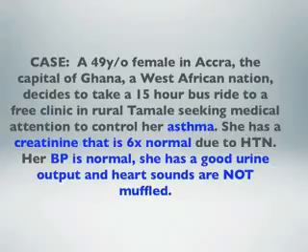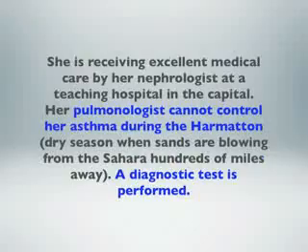Another case. This is a 49-year-old female in Accra, the capital of Ghana, which is a West African nation. And this female decides to take a 15-hour bus ride to a free clinic in the rural community of Tamale, seeking medical attention to control her asthma. She has a creatinine that's 6 times normal due to her hypertension. Her blood pressure is normal, and she has a good urine output, and her heart sounds are not muffled. So asthma, renal disease, hypertension, good urine output.